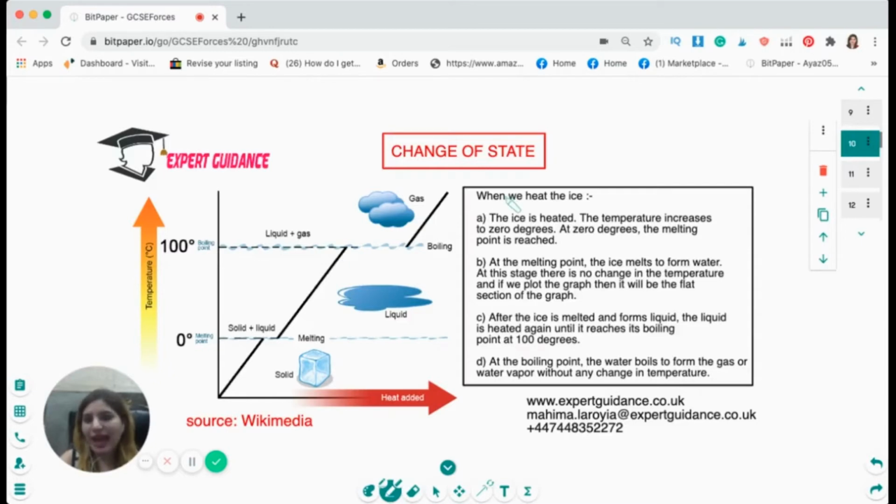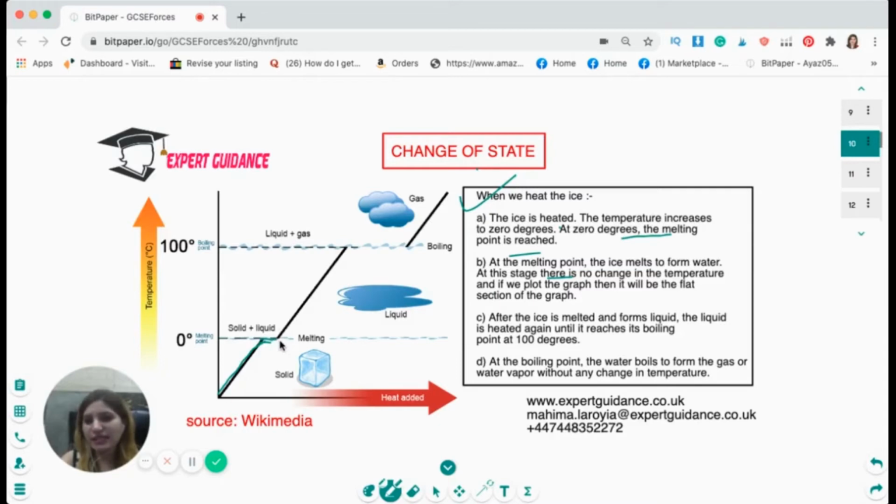Now, what happens during the change of state? When the ice is heated, the temperature increases to 0 degrees. At 0 degrees, the melting point is reached. At the melting point, the ice melts to form water. At this stage, there is no change in the temperature, and if we plot the graph, then it will be a flat section on the graph.